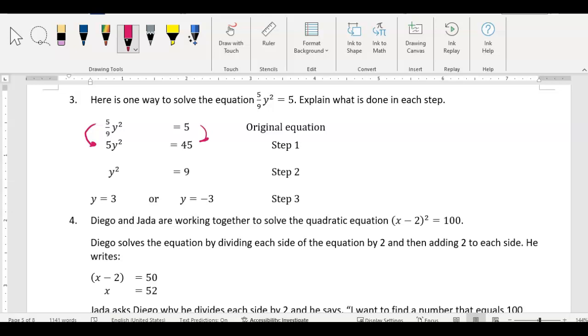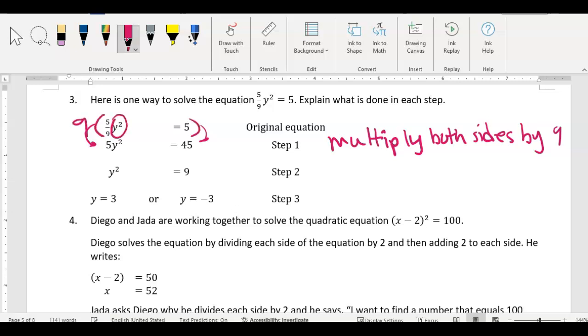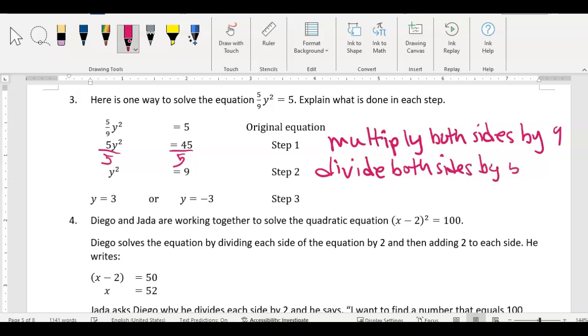So the first step is to multiply both sides by 9. That's super important, right? So when I multiply both sides by 9, I get just 5y squared, because 9 divided by 9 is 1, and then 9 times 5 is 45. All right, well then the next step to solving this is I want to get rid of this coefficient of 5 completely. So to do that, I divide both sides by 5. When we do that, we're left with y squared equals 9.